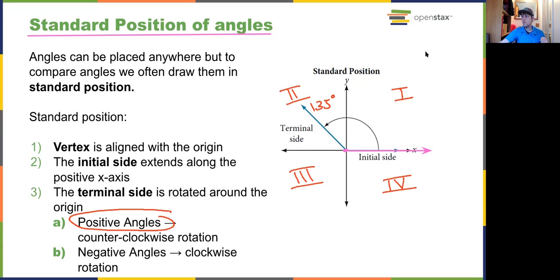If we wanted to show negative 135 degrees, we would rotate from the same initial side, but rotate clockwise. So in this case, negative 135 would be somewhere down here. And we would show it with the proper rotation. This would be negative 135. These are different angles, and they're going to have slightly different properties associated with them. Now, the reason we draw angles in standard position is so that we can compare different angles to each other and use a standard set of properties to figure out different characteristics of those angles. So we're going to be doing this a fair amount.